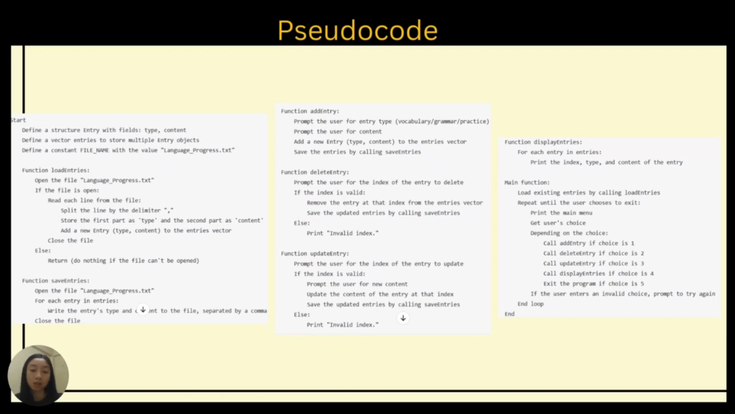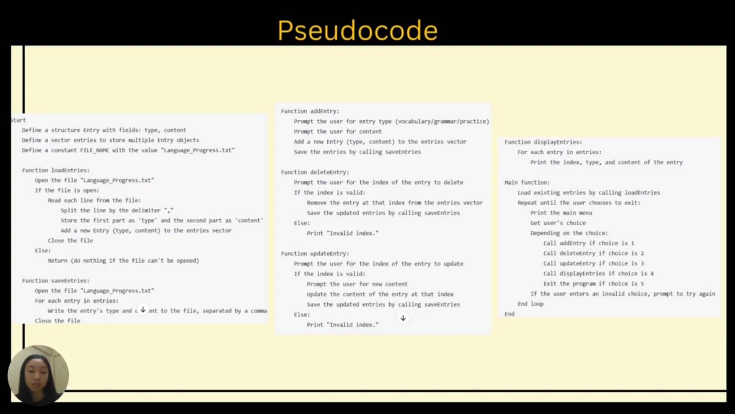Key functions of the program: the first one is load entries, which loads existing entries from the file when the program starts. Next, save entries, which saves new or updated entries back to the file. For add entry, it prompts the user to add a new entry.